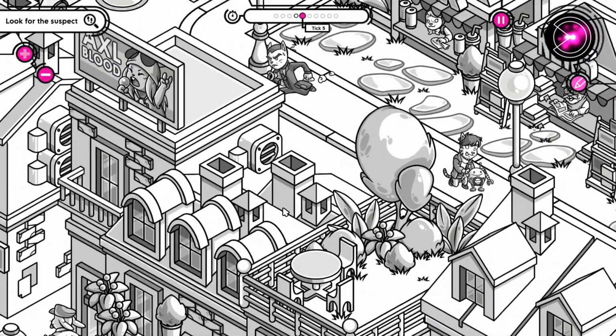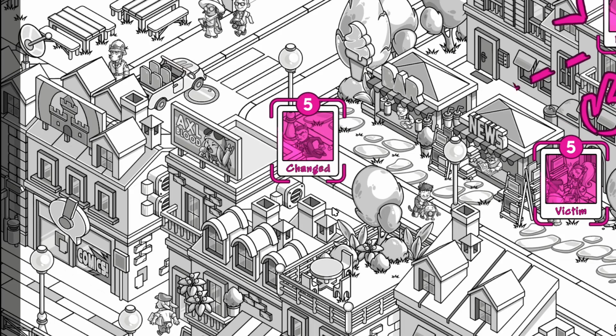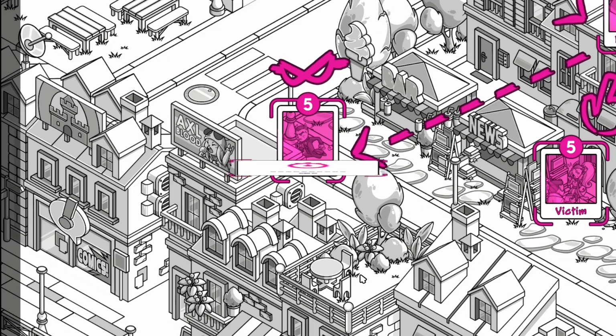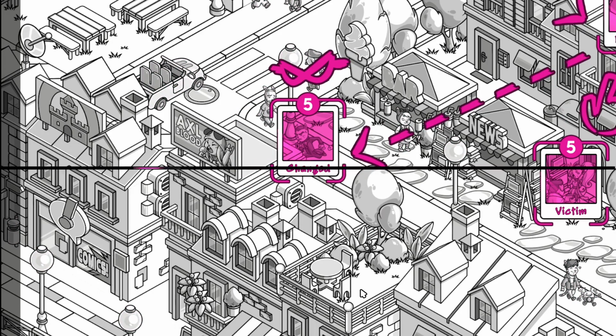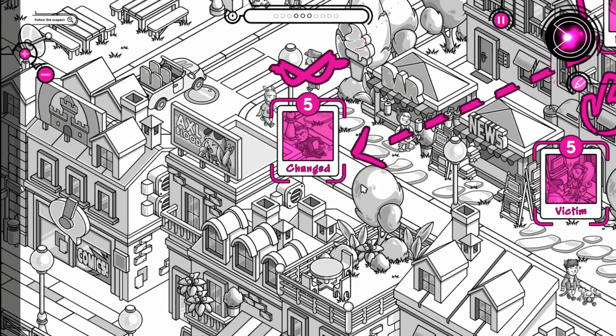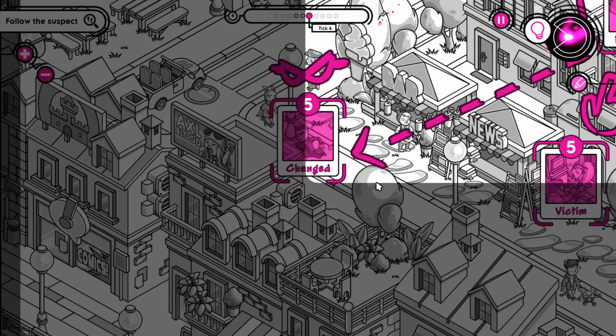A whole day is... found him. He was leaving the crime scene. He's taking off his balaclava. Clever. Following are definitely not a heating technician. You can interact with me anytime. Yeah, like I'm out here for you.